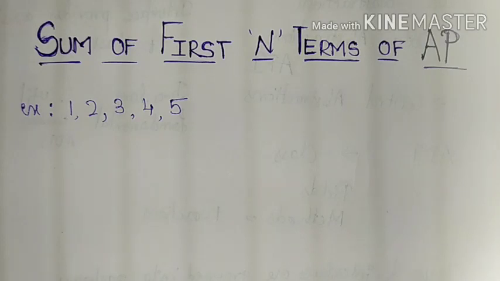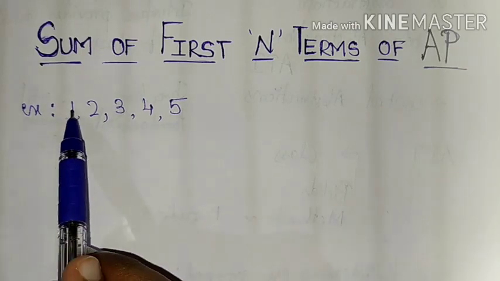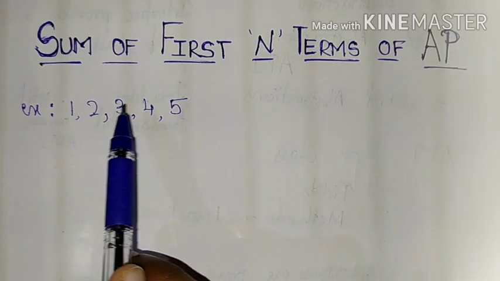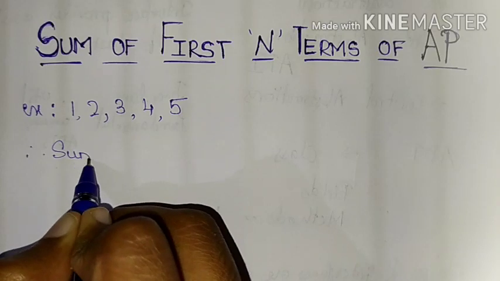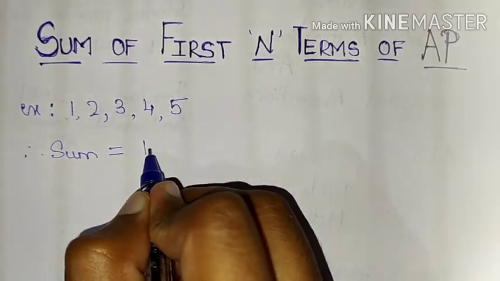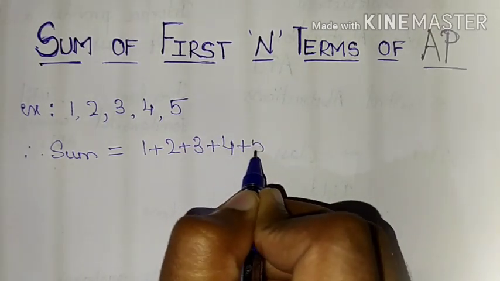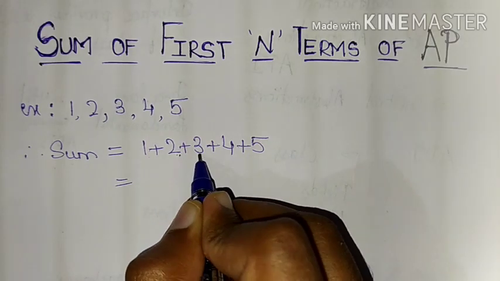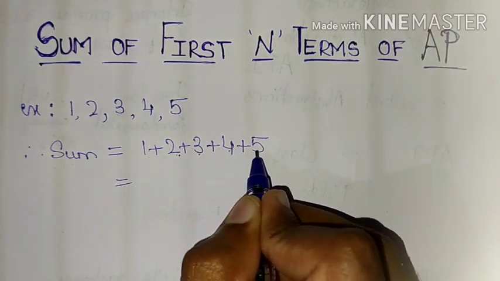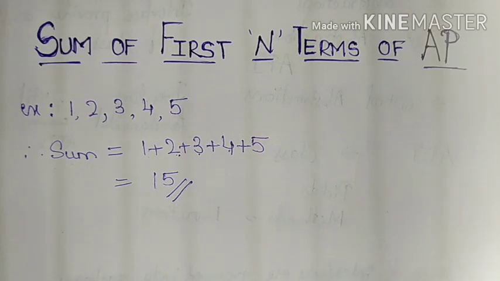What is the sum of first 5 terms of this AP? That is 1 plus 2 plus 3 plus 4 plus 5. Therefore, sum is equal to 1 plus 2 plus 3 plus 4 plus 5. This is nothing but 1 plus 2, 3, 3 plus 3, 6, 6 plus 4, 10, 10 plus 5, 15. So, sum of first 5 terms of our given AP was 15.